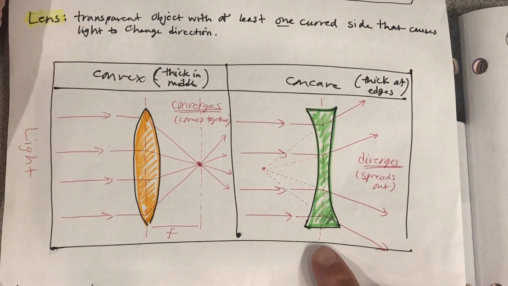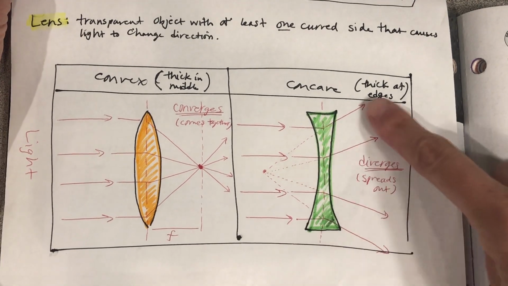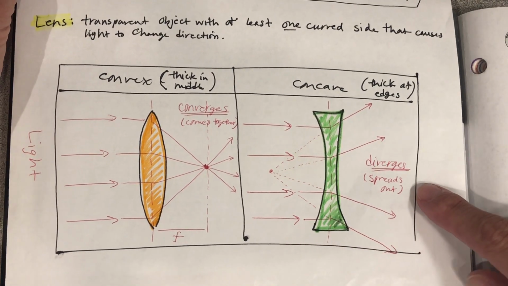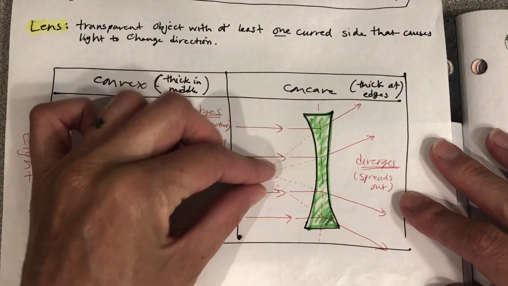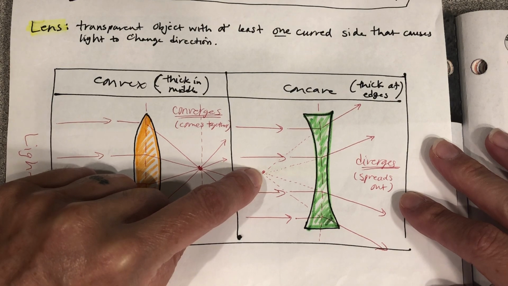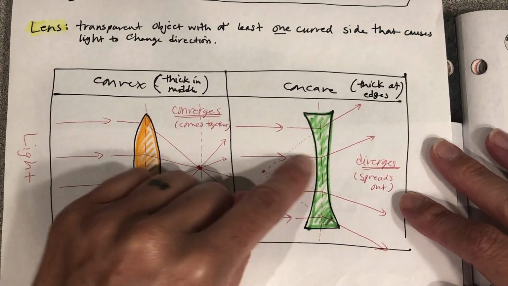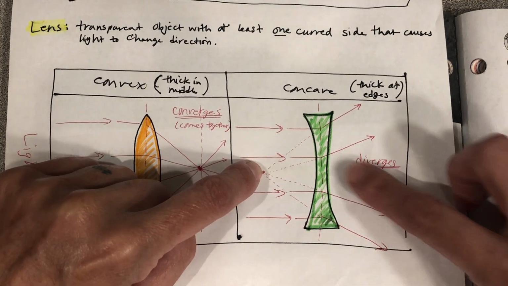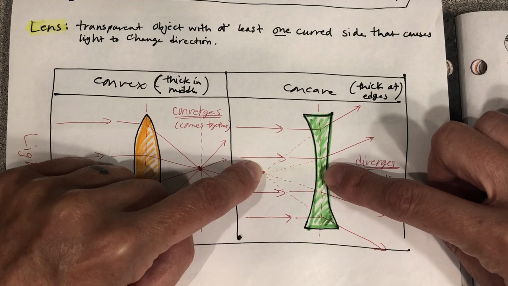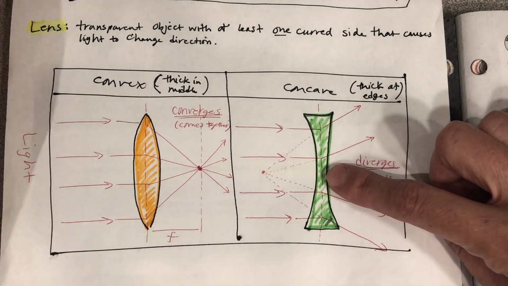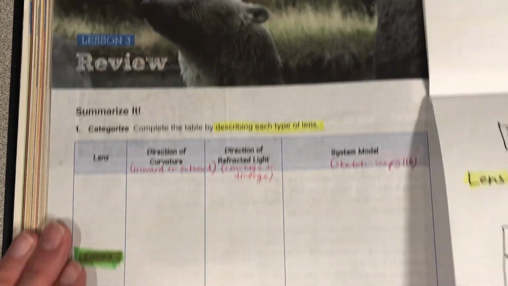Over here on the concave lens, we have light coming in, and as it hits the lens, it's going to diverge or spread out. If you were to follow those straight lines of light, these imaginary lines right here, they would come to a point before the lens, and the distance between that point and the center of the lens is also the focal length, or F. We're going to use this to look at our chart.